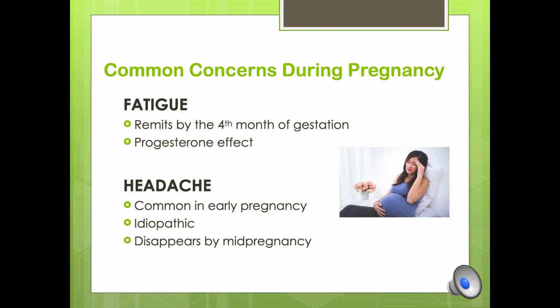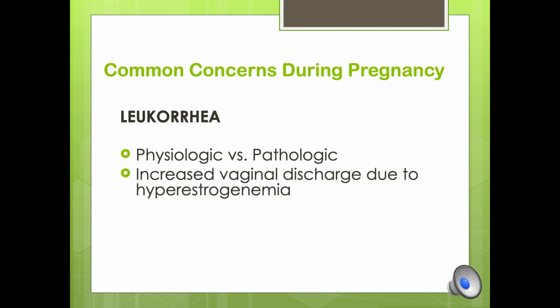Fatigue or the feeling of tiredness gets better by the fourth month of gestation. This is secondary to the progesterone effect. And headache, which is common in early pregnancy, may be secondary to the progesterone effect. Well, it may also be because of idiopathic causes, and this usually disappears by mid pregnancy. Leukorrhea or the increased vaginal discharge may be due to hyperestrogenemia during pregnancy. So this may be physiologic, but we have to rule out pathologic causes as well.